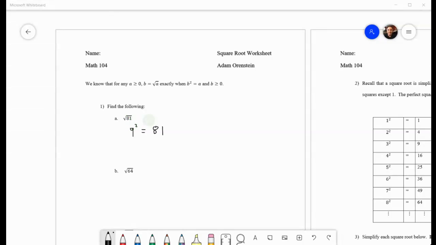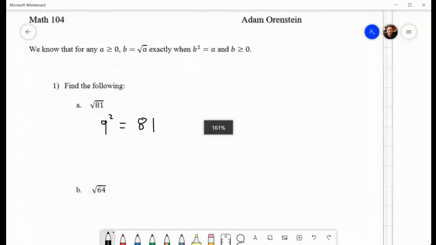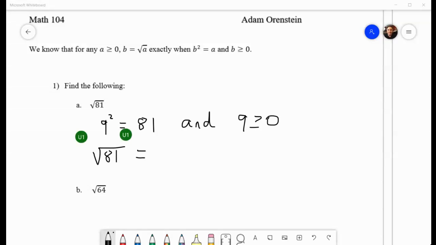Let me see if I can zoom in a bit. That should be good. So we have 9 squared is 81, and we know 9 is non-negative, right? So the square root of 81 must equal 9. Again, I'm really just using what's up top here. That's really just what I'm using.